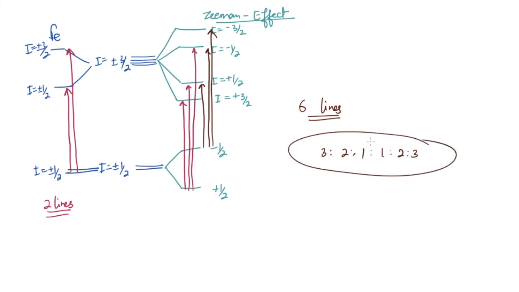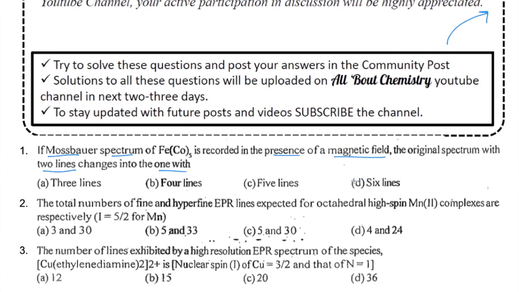These are all the things I have discussed in detail in my video on Mossbauer spectroscopy. So here the correct answer has to be option D, which says that it splits into 6 lines. Alright, so this is the correct answer for this.